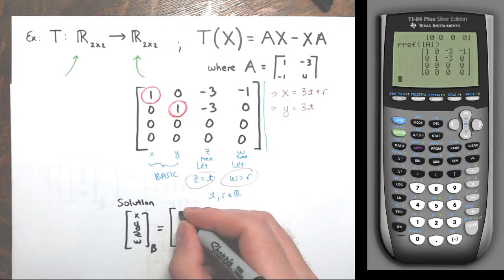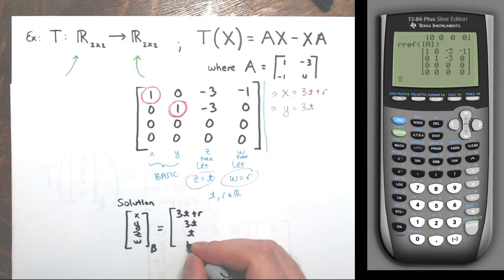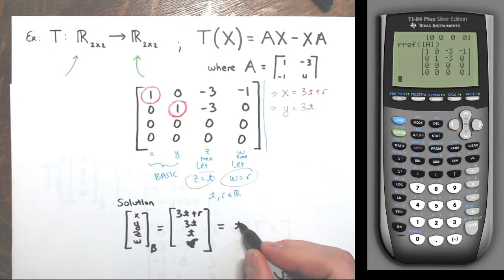X we saw is again 3t plus r, y is 3t, z is t, w is r. And I have two free variables in here, so I should be able to split this up now into the sum of two vectors, one involving t and the other involving r. So hopefully you can see this, right?